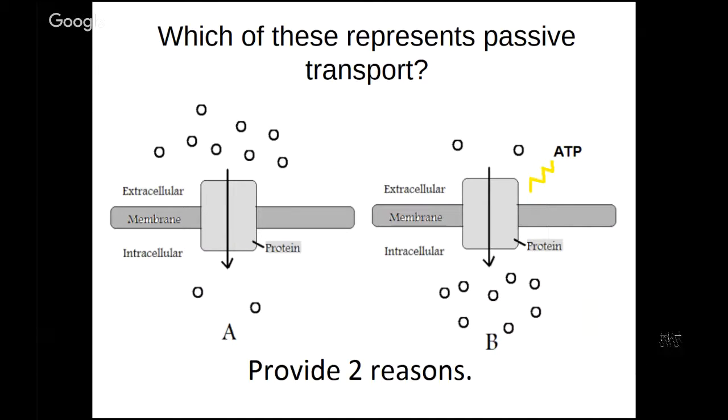All right, at this point, I would like you to pause the video for just a minute, and I want you to think about this question. I have two simple diagrams here, and I want you to tell me which one represents passive transport and which one represents active transport. And I want you to provide me with two reasons why it's passive or why it's active. All right, so pause the video for a moment, and I'll talk to you again in a second.